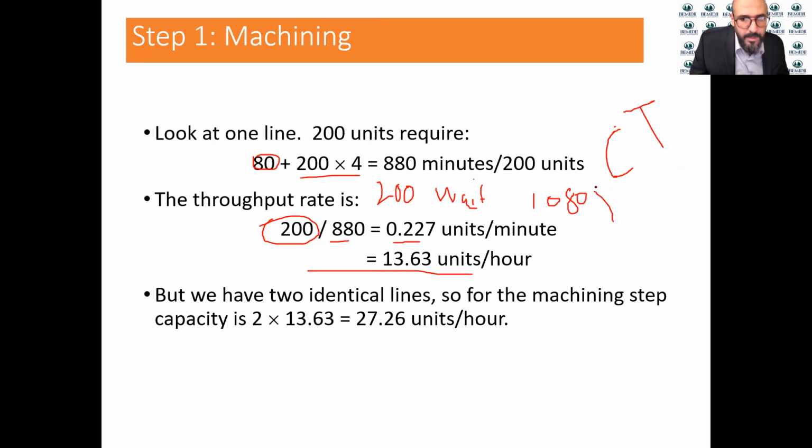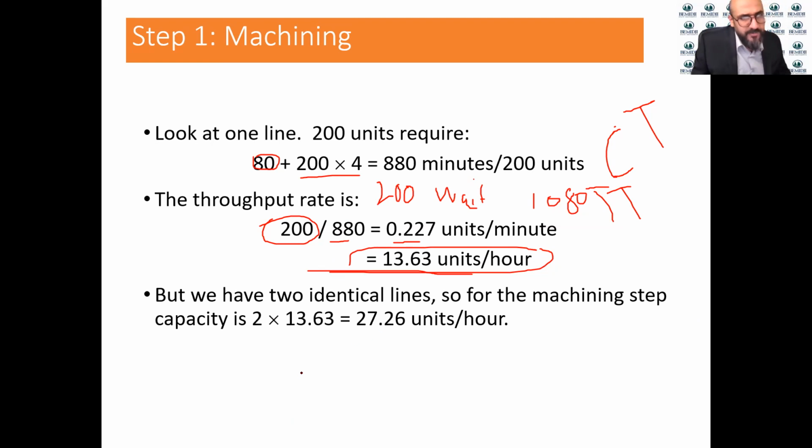Again, this is throughput time. For the throughput rate, you will not use the 1080; because we don't have a wait time here, we use the 880. You divide 200 by the total time, and this will show you the throughput rate, which is basically 13 units per hour. You can't have 13 and a half, or 13.6, so you could round it down and say 13 units per hour.